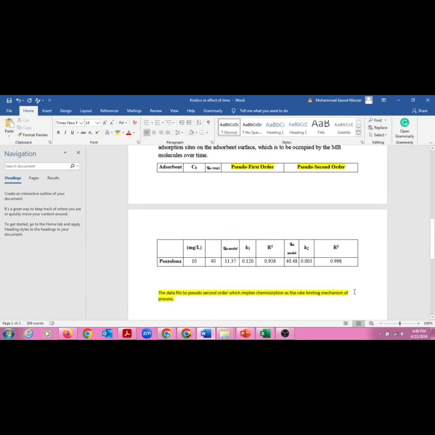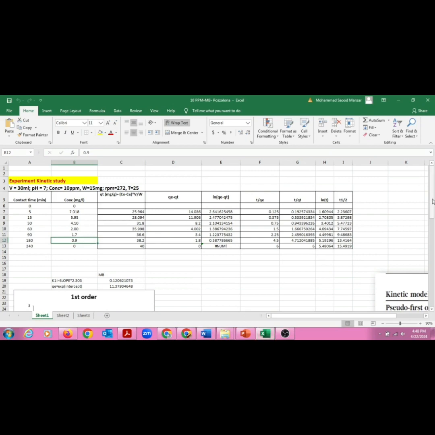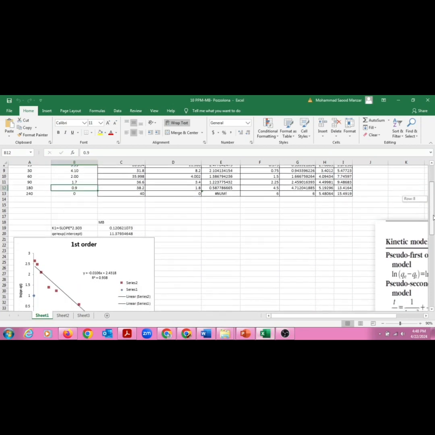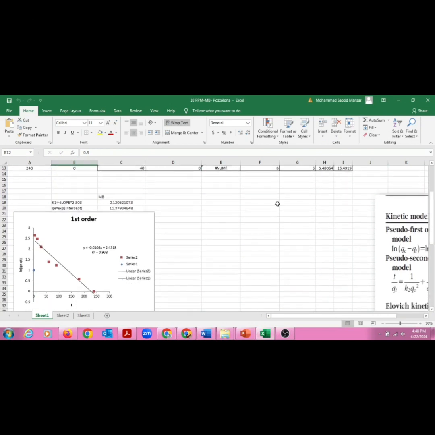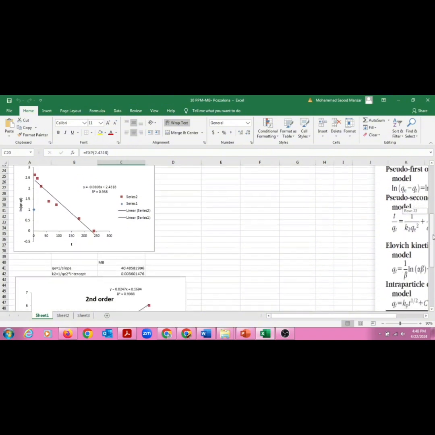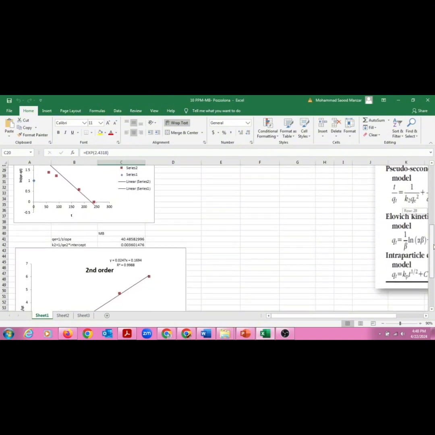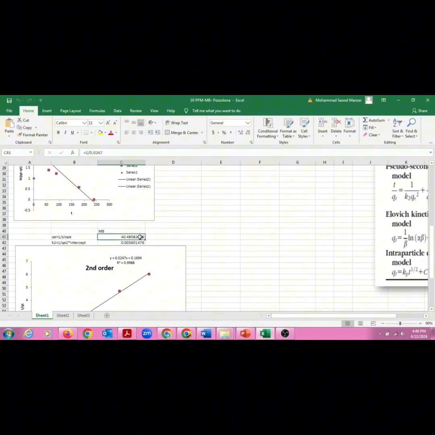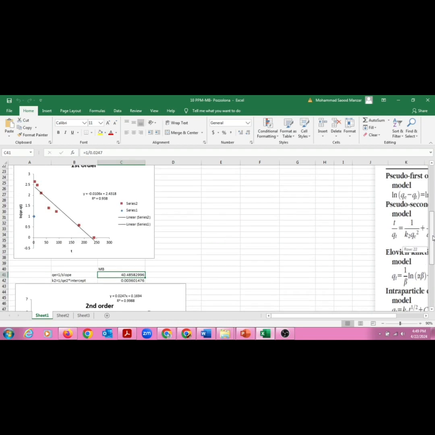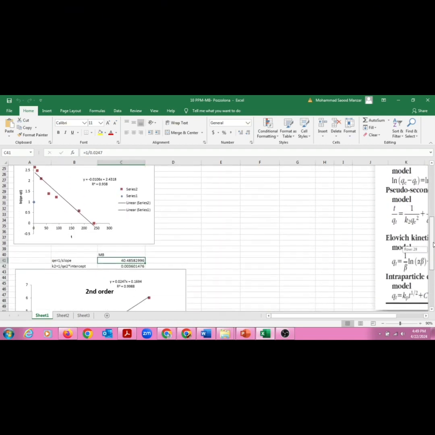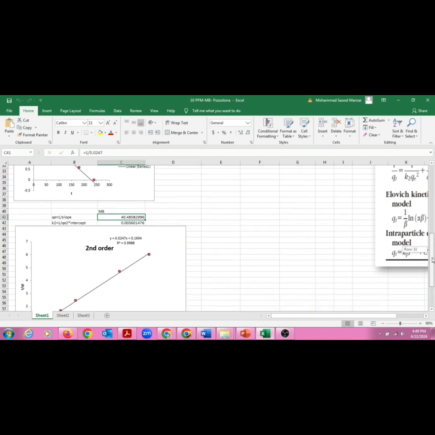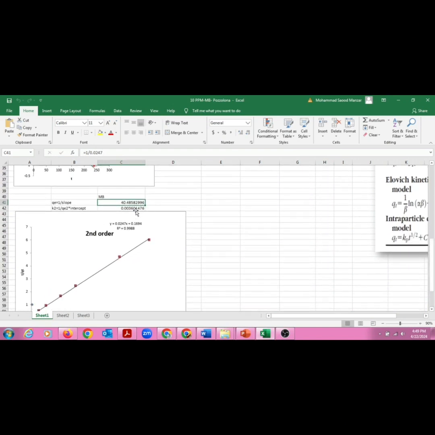Now this is our fitting. We can see the fitting. After applying the linear models, in first order the R square is 0.93, and this is my slope, and this is K1, the constant, and this is the adsorption capacity. And our data is fitting to the pseudo second order, so you can see here the adsorption capacity is 40, which is almost analogous to the Qe experimental. This is from the model, and this is our K2, and this is our R square.